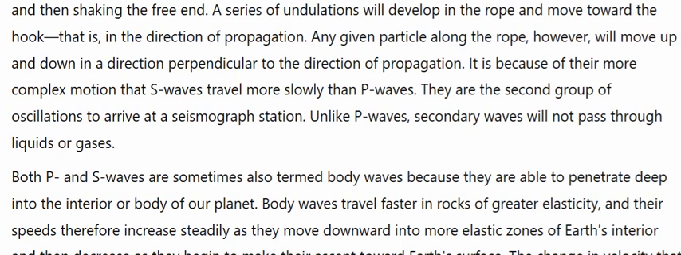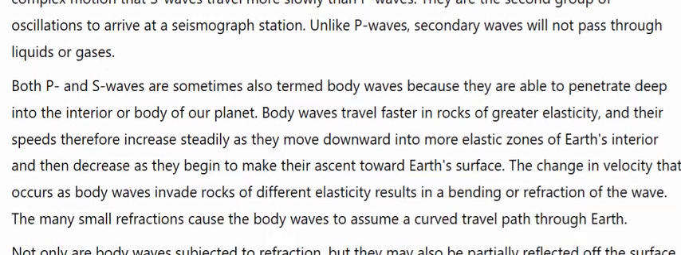Both P and S waves are sometimes also termed body waves because they are able to penetrate deep into the interior or body of our planet. Body waves travel faster in rocks of greater elasticity, and their speeds, therefore, increase steadily as they move downward into more elastic zones of Earth's interior, and then decrease as they begin to make their ascent toward Earth's surface.